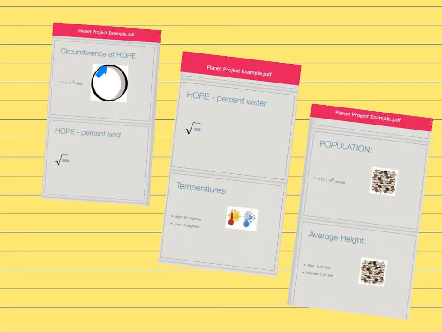Okay, circumference is the distance all the way around the outside of your planet. That also might be a really big number, so a scientific notation number would be great. The percent of land and water, however you want to do that. The high and low temperature. You might even put these two on the same slide if you want, because they're kind of talking about the same stuff. They don't have to be on separate slides. The population of your planet and the average height or age of the people on your planet. These could all go on the same slide if you want, because they're talking about your people.